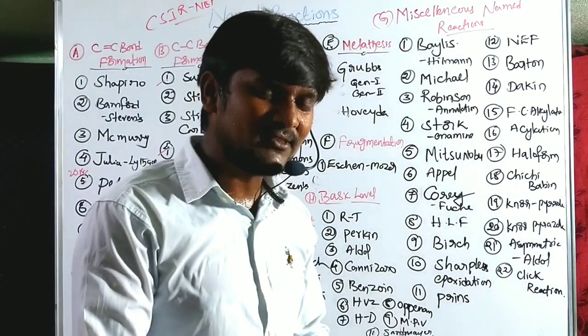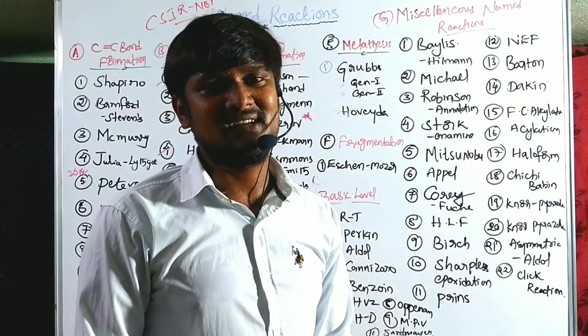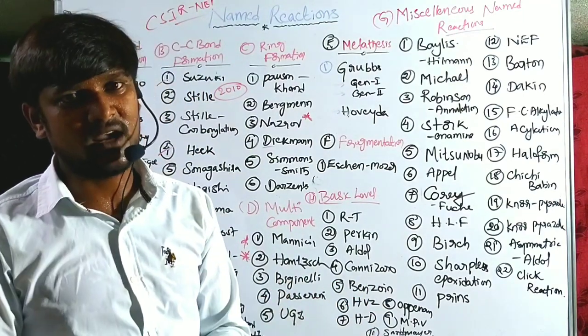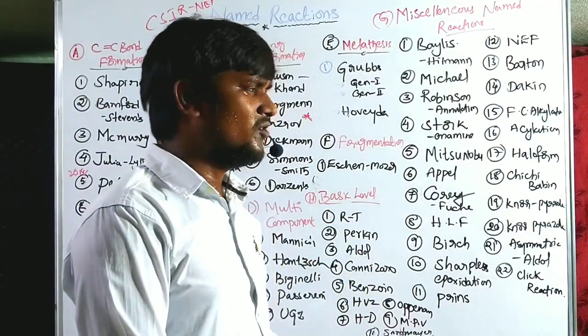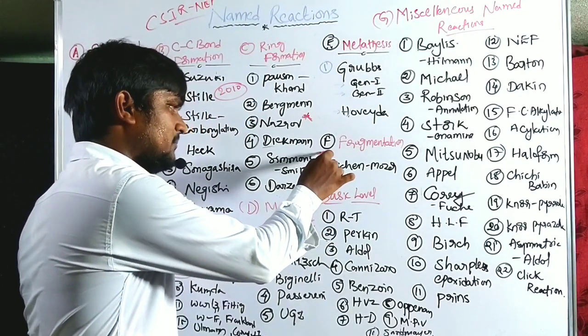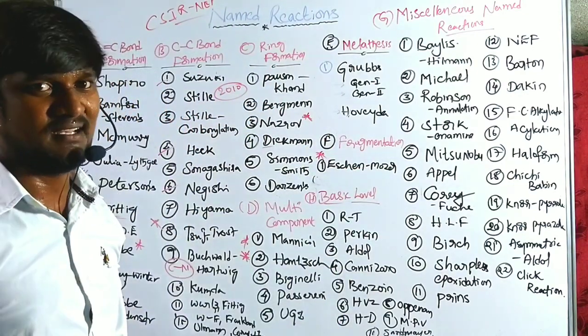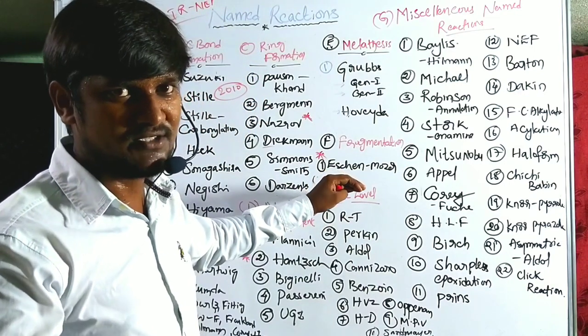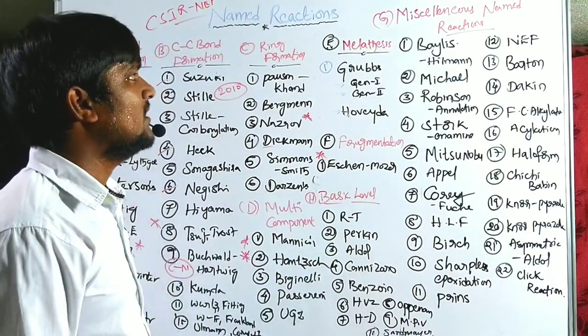Now the fifth category is fragmentation reactions. Generally, tosylhydrazone epoxides will fragment to give triple bonds. This is also very useful for CSIR-NET as well as GATE. They have been asked several times in JAM as well as CSIR exams.